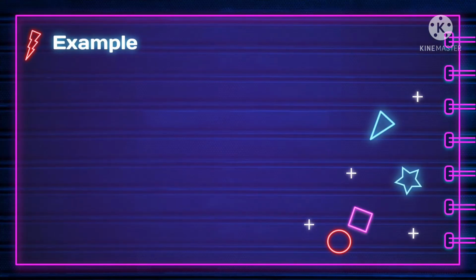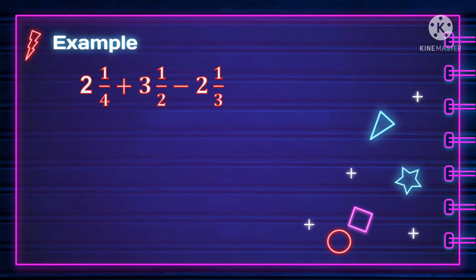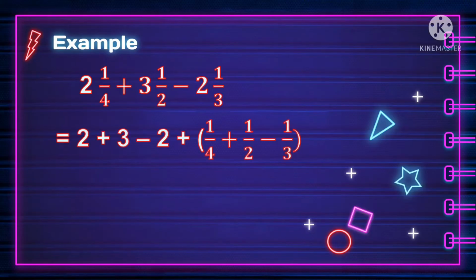Okay, so next example, what if we encounter this kind of series of operations? So we have 2 1/4 plus 3 1/2 minus 2 1/3. So ang gagawin natin is i-add muna natin at i-subtract yung mga whole number. Diba? So 2 plus 3 minus 2. Tanggalin natin sa equation yung mga whole number, pagsamasamahin natin sila, 2 plus 3 minus 2. Then pagsamasamahin naman natin yung mga fractional parts. So we have 1/4 plus 1/2 minus 1/3.